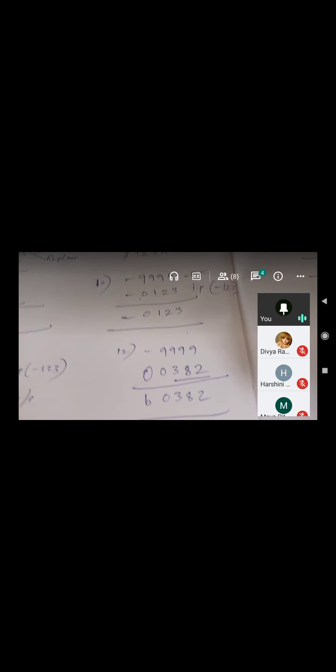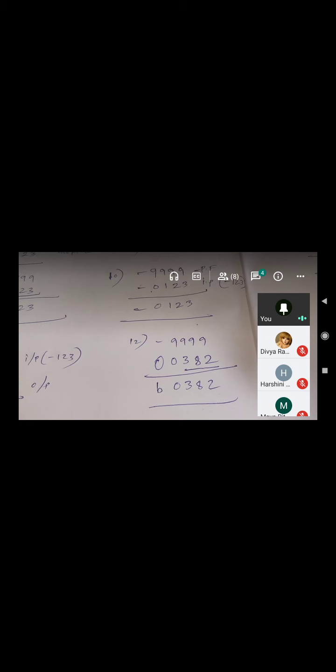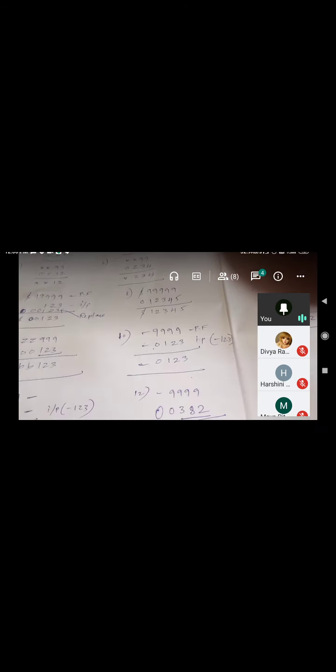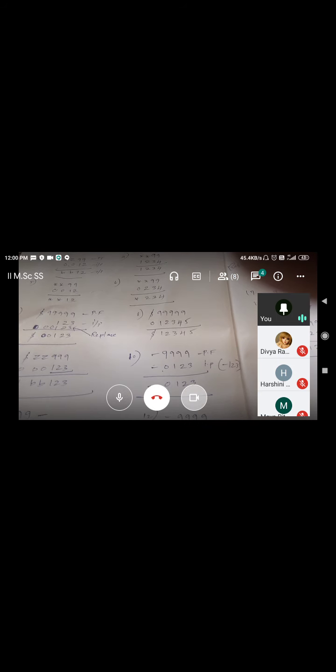Now the time is up, so we have to stop the session. Today we have covered four editing characters. The first one is about Z, the second one is about asterisk, and the third one is about the minus, the negative sign. So dear students, today we have covered four editing characters.